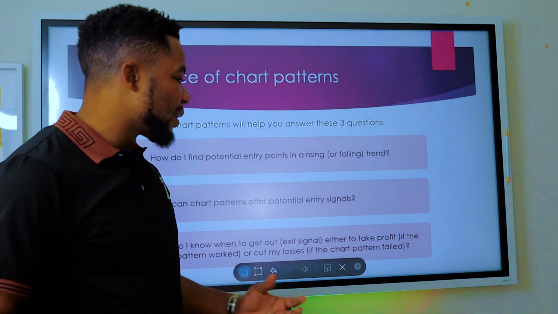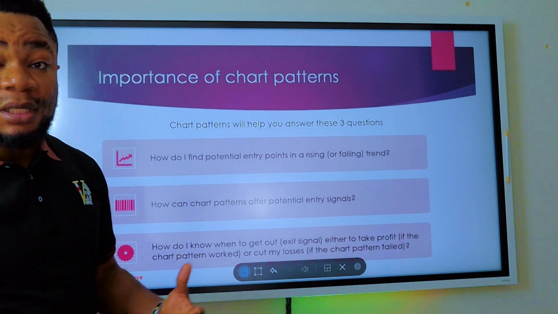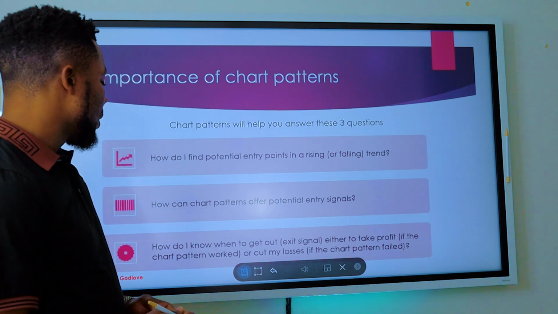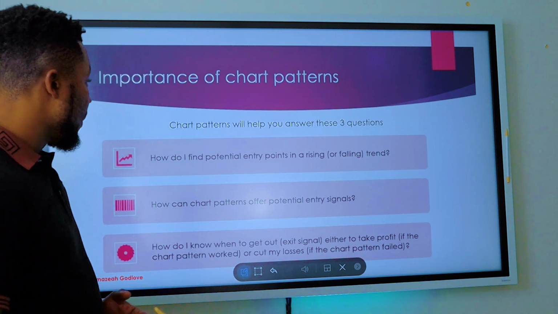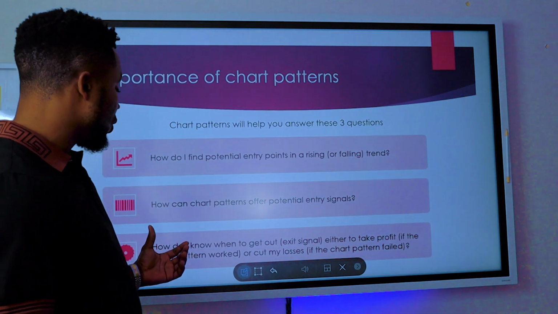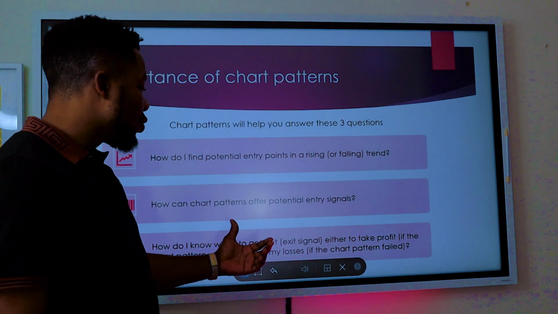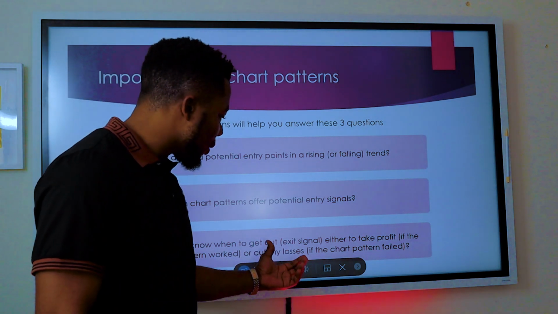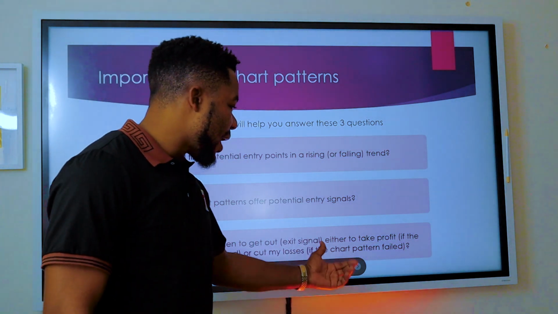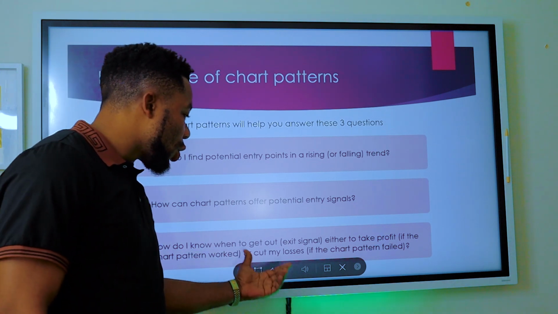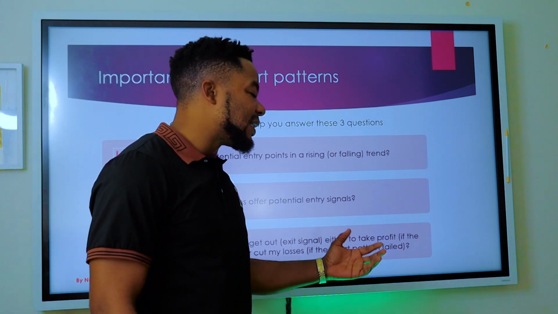so by seeing those patterns, you'll be able to know if there's a probability that the market will go down, or if there's a probability that the market will go up. Then at the end of chart patterns, this is another question you should also have. How do I know when to get out? When do I exit a signal, either to take profit if the chart pattern worked, or cut my losses if the chart pattern fails.